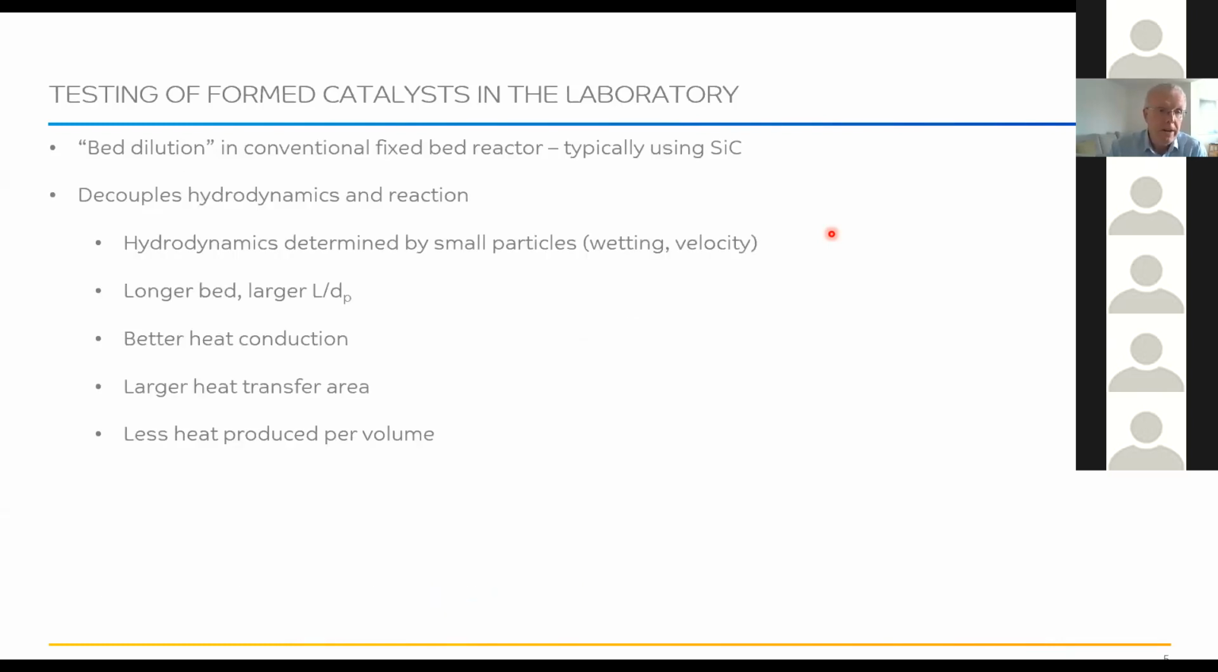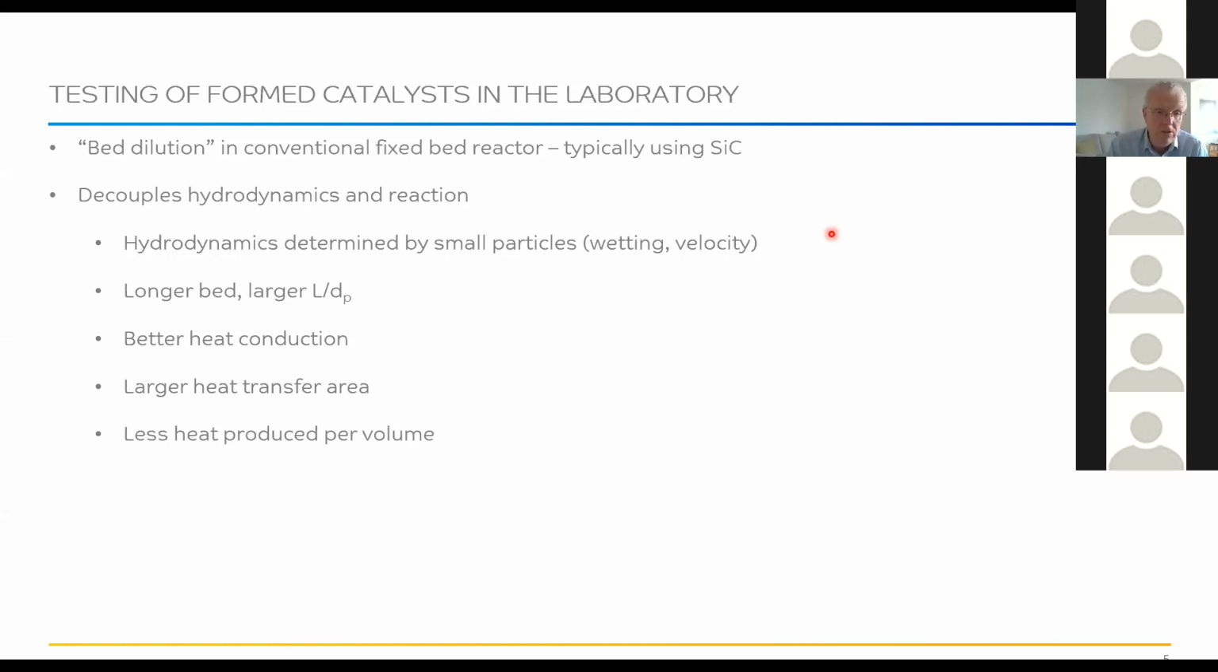Typically, when you're trying to test formed catalysts in the laboratory, people use a technique which we call bed dilution. And quite often people use silicon carbide powder for that. The reason for doing that is effectively you decouple the hydrodynamics from the reaction. So the hydrodynamics, the flow behavior in the reactor, is determined by the small particles, for example, the silicon carbide particles you would use. And that effectively becomes the relevant reactor to particle diameter ratio.